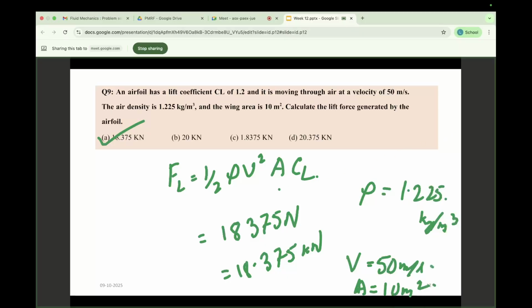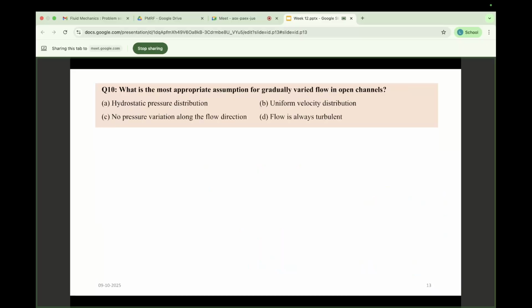Okay. So here we just need to apply this formula, nothing else we need to do. In this formula, which is rho v square A into C_L, use this formula and you will get the correct answer. Okay. So I'm moving to the next question.